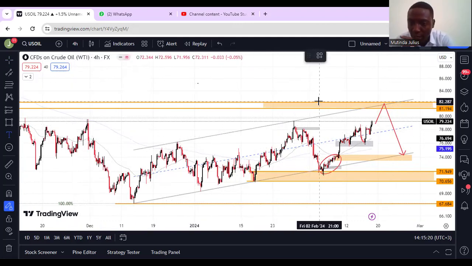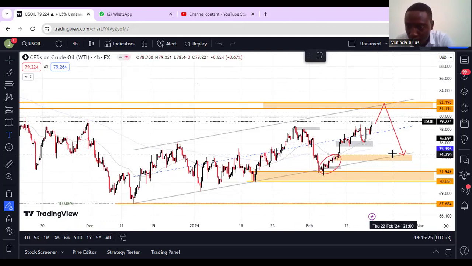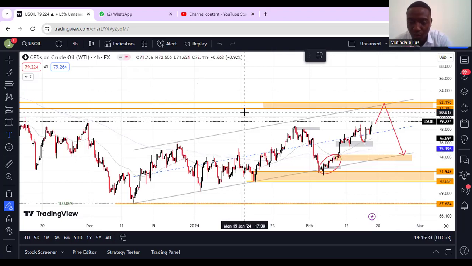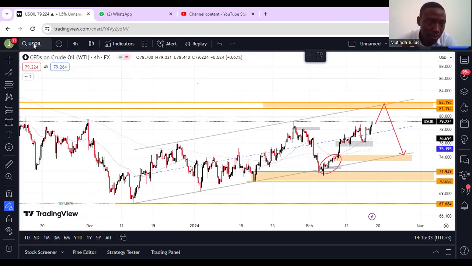So we said we are looking to sell 82, 81, 82. We target 70, 74, 75. Then we pay attention to the next opportunity from that point. That is the whole of next week. Let's go to a different pair. This time, the gold.